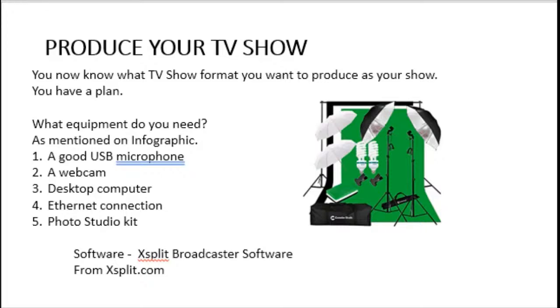And then we also discussed briefly before what equipment you need. So you need a good USB microphone. You need a webcam. Obviously a desktop computer. You need to be connected to the internet by your Ethernet. Wi-Fi is not good enough quality really for a TV show. As well as you can get yourself a photo studio kit which has light stands, a green screen, and a stand to hold your green screen, which is one of the things I have, as you know. And then we have discussed briefly the software XSplit Broadcaster software, which I think is essential, but I'll talk to you about another option in a few minutes.